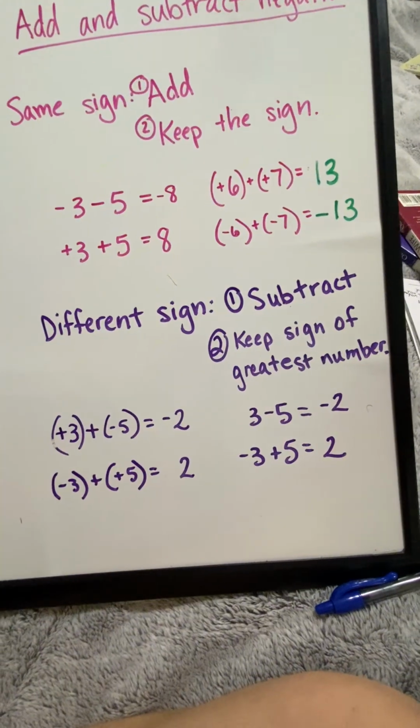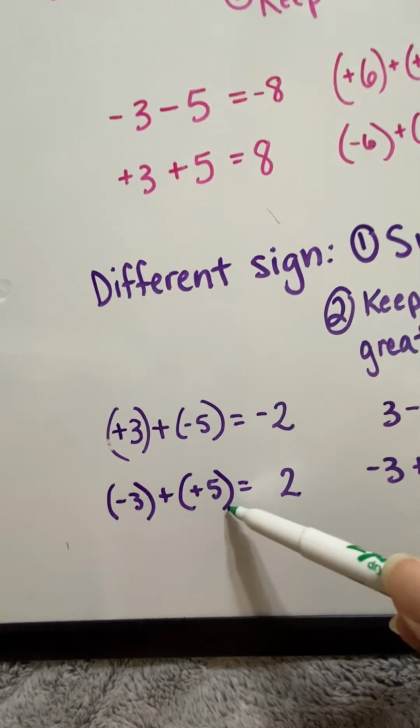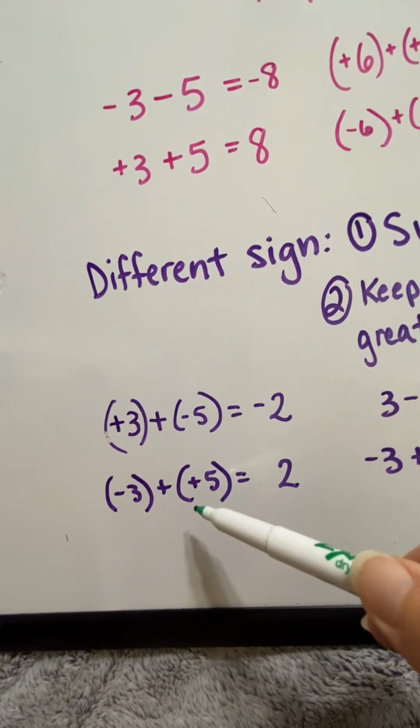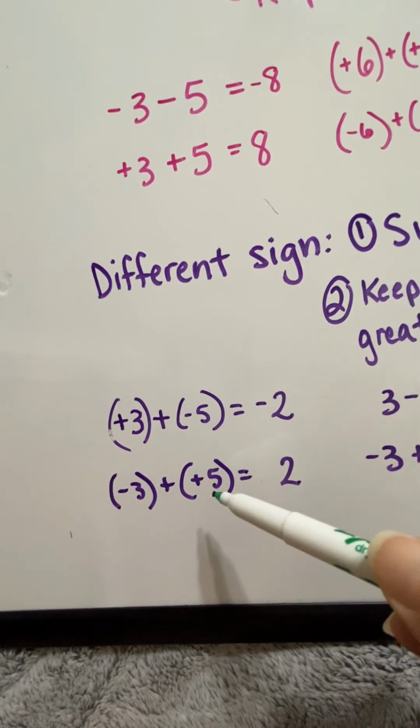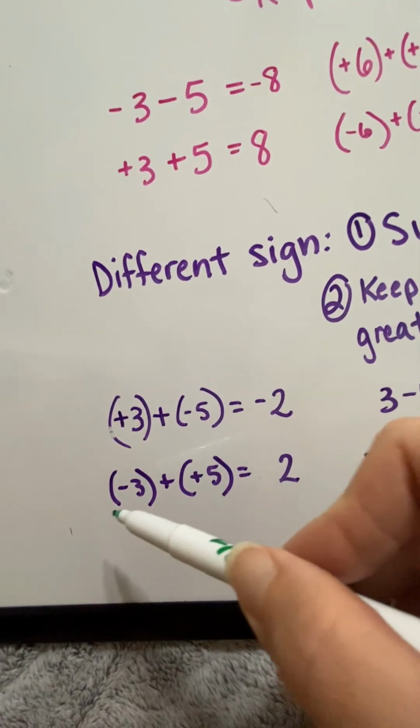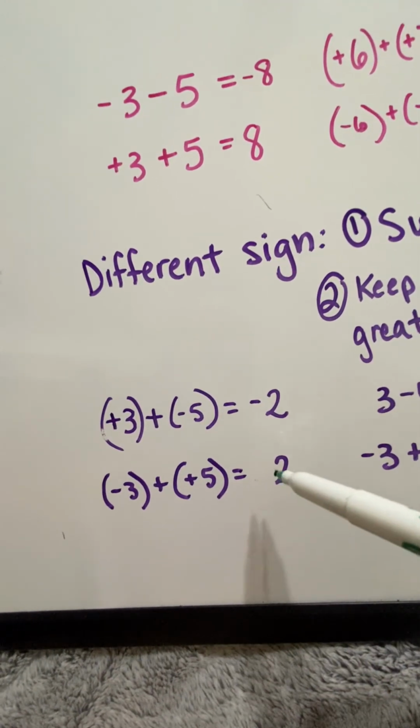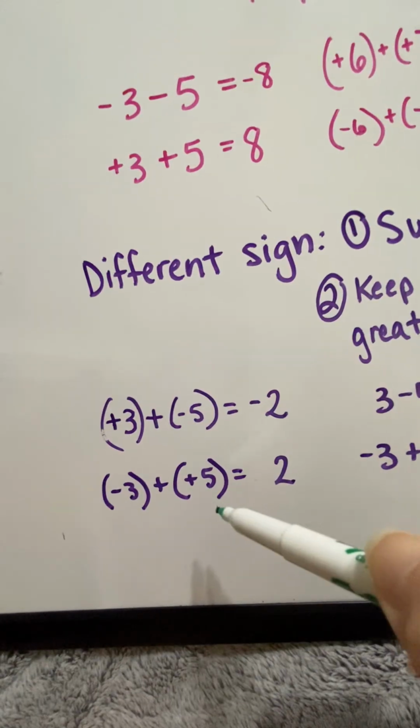See, you keep the sign of the greatest number. Here, the greatest number is 5. The sign is positive, so our answer should be positive. Again, you still subtract. 5 minus 3 is 2, but now it's a +2 because 5 is our bigger number.